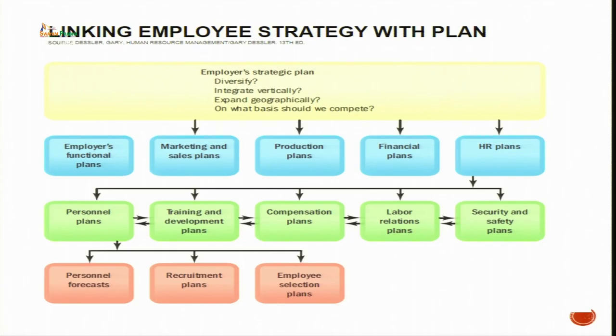Let us try to understand through this diagram how we link employee strategy with plan. So, the employer's strategic plan, which is a question mark, how we are going ahead with this strategy, whether we are going for diversification, we are adding on a new business line to our business, we are integrating vertically. We discussed this in the previous session, what is vertical integration, when we either integrate forward or backward with the suppliers or vendors. So, this is vertical integration.